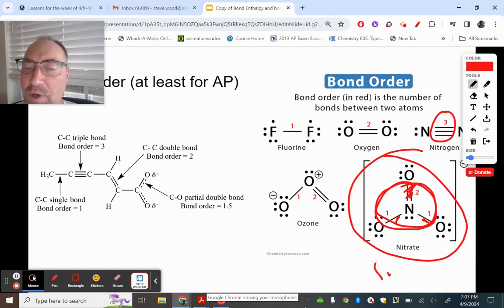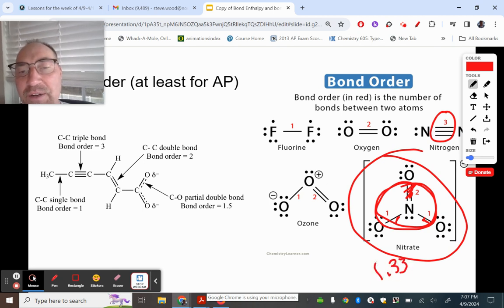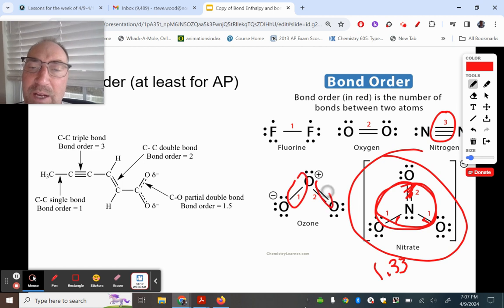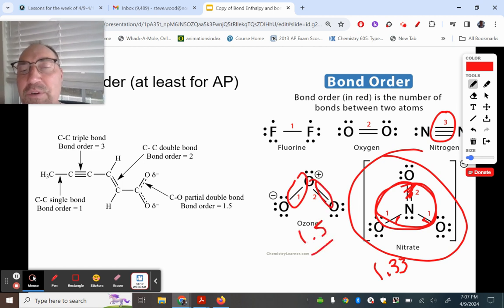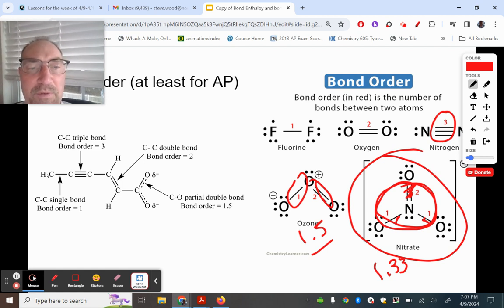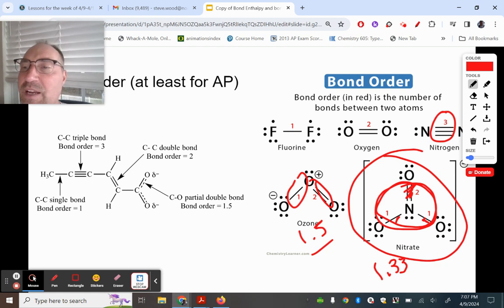It's actually a 1.33 bond. So that's the bond order of this. This guy right here, since it's got resonance, would actually be a 1.5. So the bond order is either going to be 1, 2, 3, or 1.33 or 1.5. And you probably won't even see it, but I covered it. So there you go. Okay.